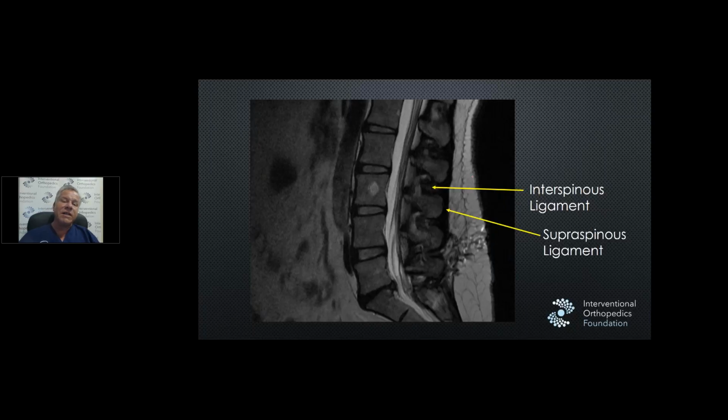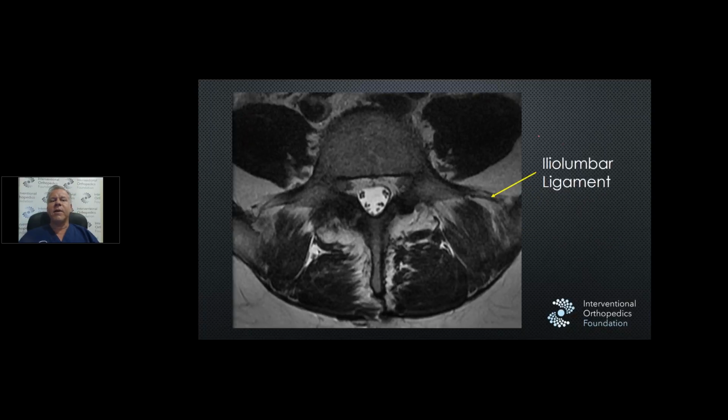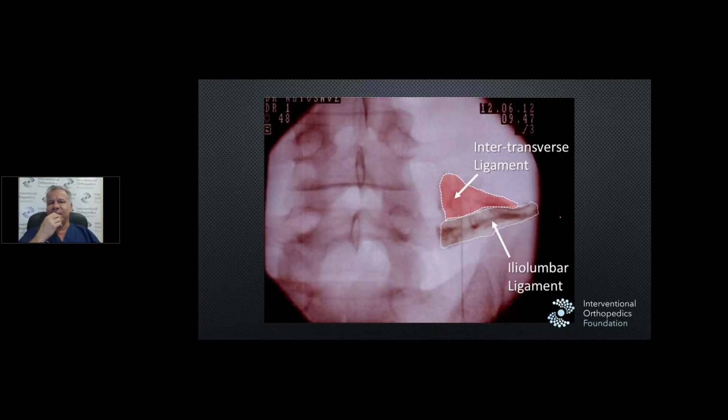So if we look at what we can see on these images, you can see the interspinous ligament clearly and the supraspinous ligament. As far as the iliolumbar ligament, you can often see that on axial, and you'll see that right here coming off of the spinous process there. And this is just from one of the ligament courses at IOF, where you can learn how to inject these ligaments. This is actually the lateral band of the iliolumbar ligament, and this is called the intertransverse or the superior band of the iliolumbar ligament. There's also an inferior band that comes down this way.